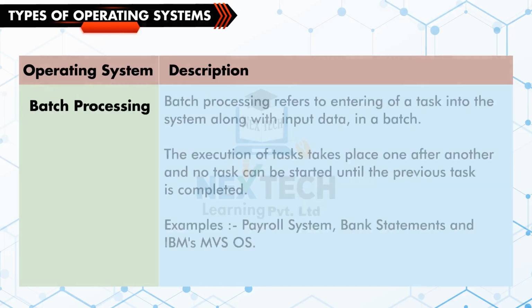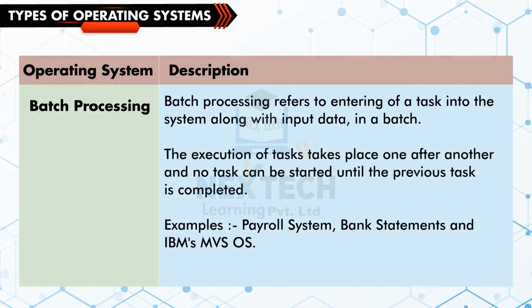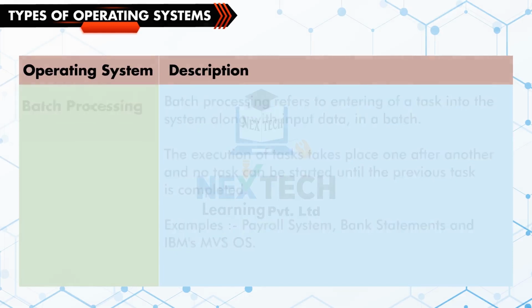Batch processing. Batch processing refers to entering of a task into the system along with input data in a batch. The execution of tasks takes place one after another, and no task can be started until the previous task is completed. Examples: payroll system, bank statements, and IBM's MVS OS.